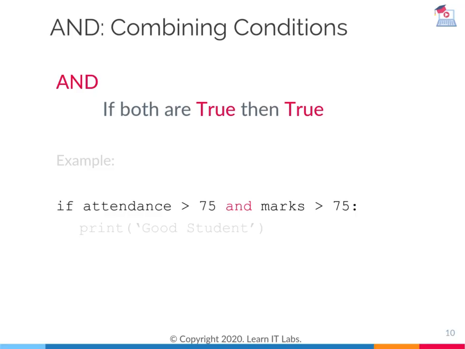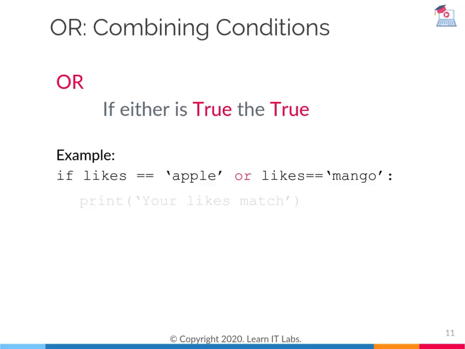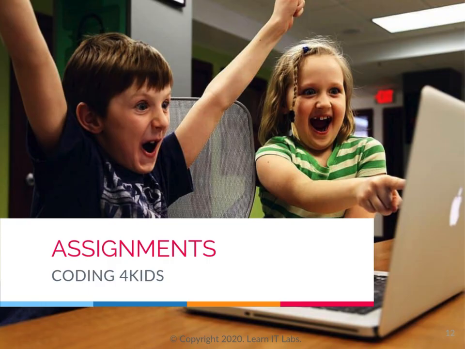Next, let's look at combining conditions using logical operators. The and operator requires both conditions to be true to result in true. For example, if attendance greater than 75 and marks greater than 75 will only print good student if both conditions are met. Conversely, the or operator is met if either condition is true, such as in if likes equals apple or likes equals mango.